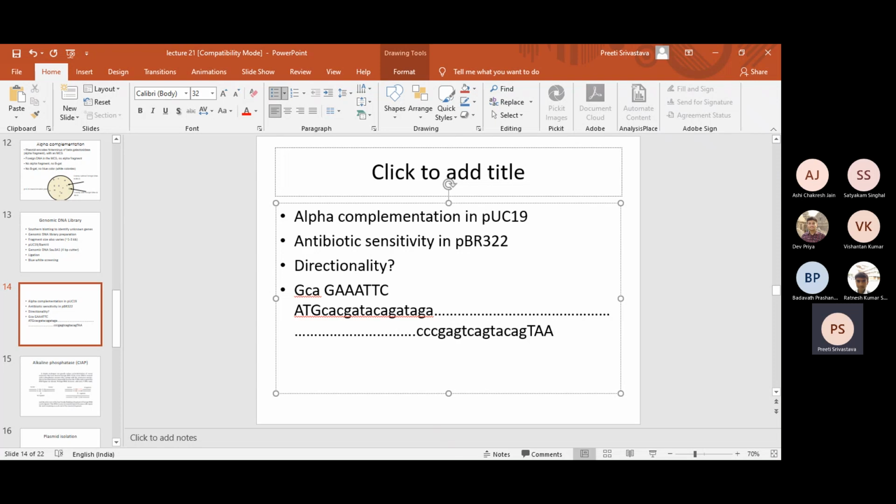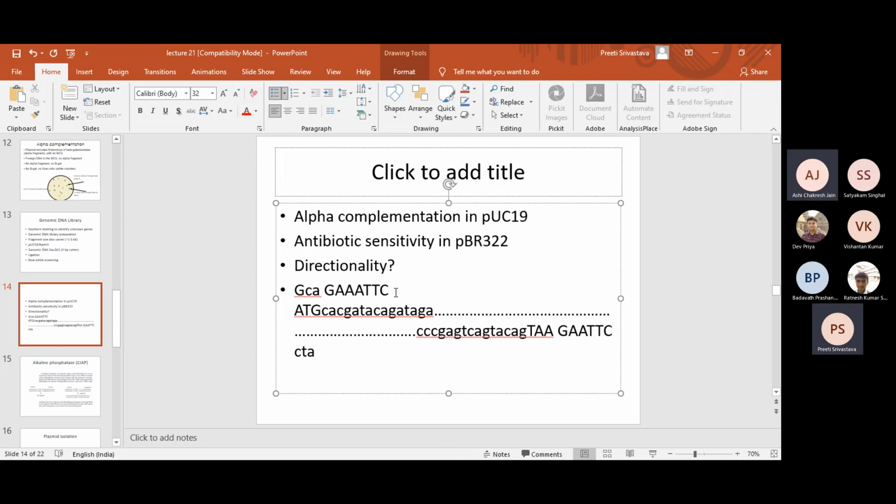And then again you have put the site of EcoRI and then again some bases, for example CTA. So this is the point I'm trying to make, that you have EcoRI on both sides. So this part can be ligated in this orientation or it can be ligated in the opposite orientation.